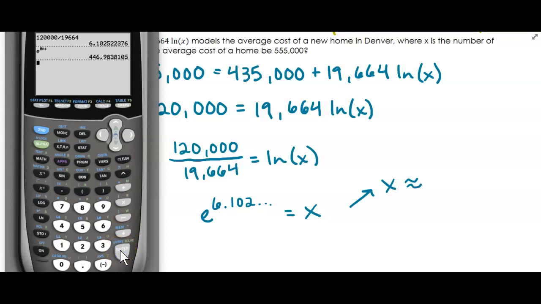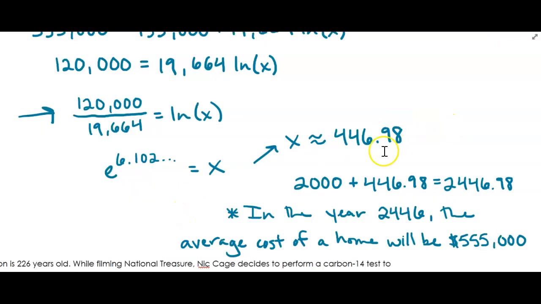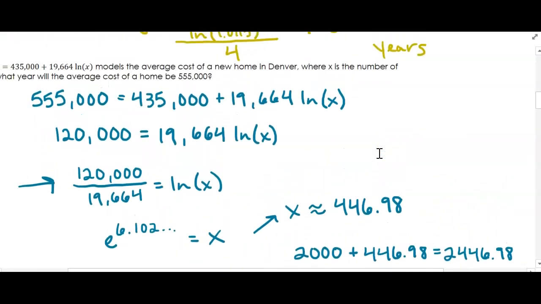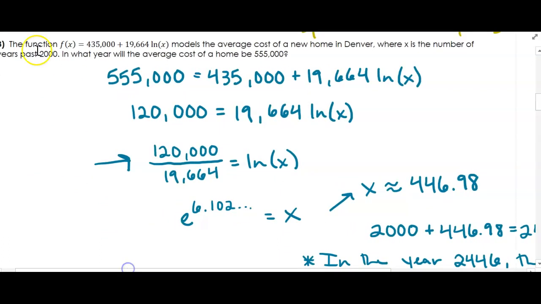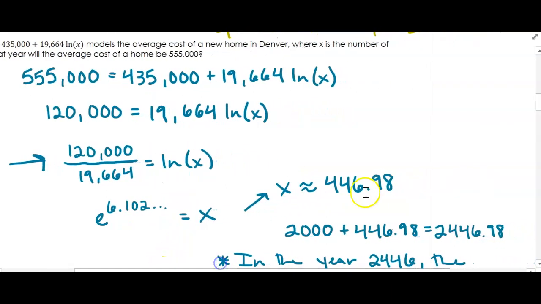Press enter, and I get x to be about 446.98. The key with this question is that 446.98 is not my answer. 446.98 represents the number of years since 2000, because that's what it says x represents. And we need to say, hey, in what year specifically will the average cost of houses be $555,000?